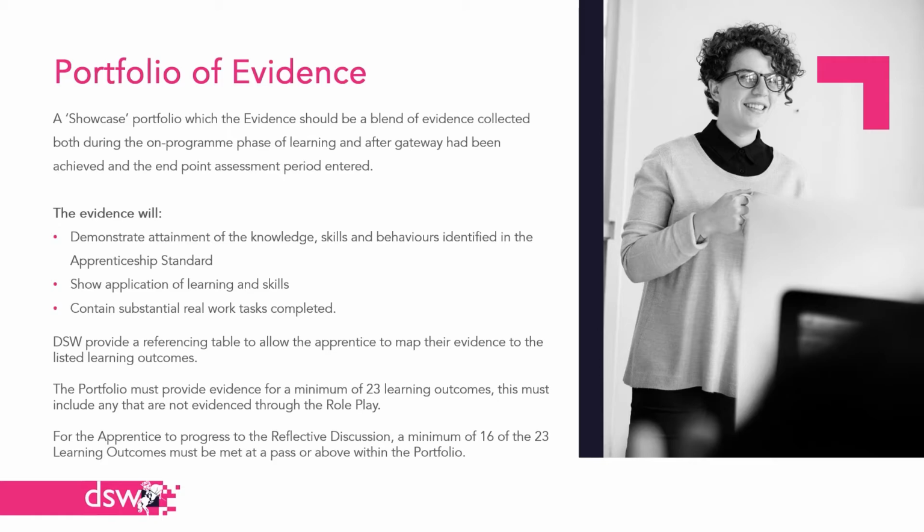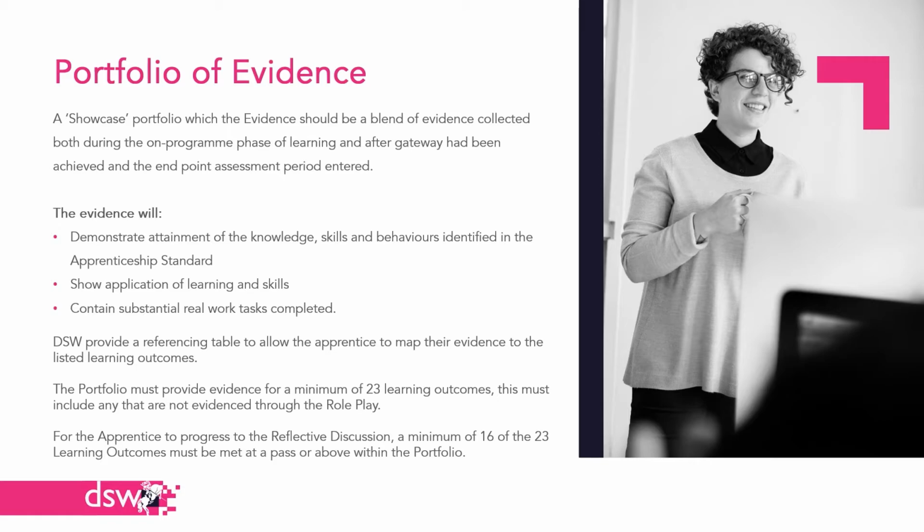They should provide evidence for a minimum of 23 learning outcomes, including any not evidenced through the role play. We provide a referencing table in the toolkit so the apprentice can map the evidence in their portfolio to the relevant pass and distinction descriptors. The toolkit also contains guidance on what types of evidence can be included in the portfolio and guidance on how to ensure that evidence is sufficient, authentic, relevant and current.